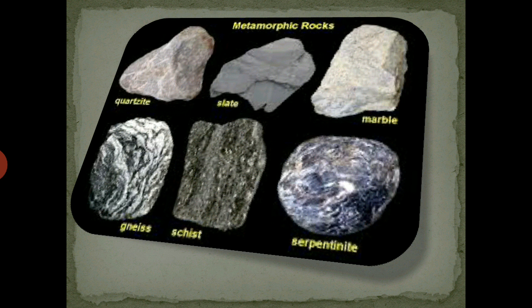The next example of metamorphic rock is slate. Slate is a metamorphic rock, but it has been formed from shale. Gneiss is a metamorphic rock, but it has been formed from granite. And here the granite is an igneous rock. This is how all the three types of rocks are formed.